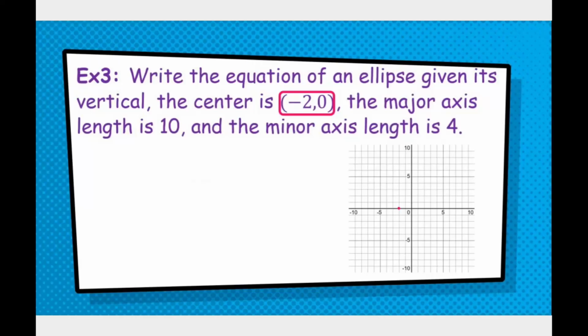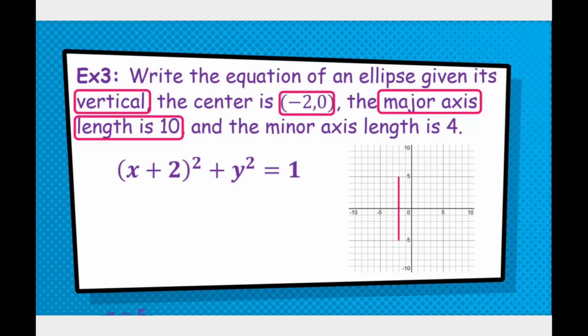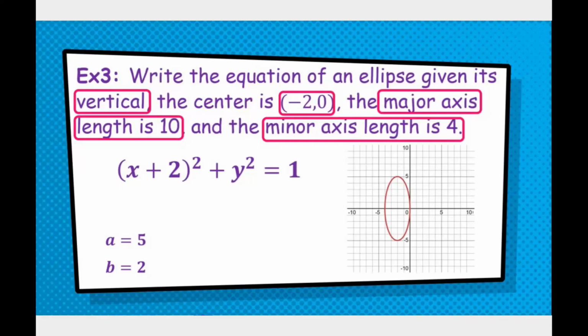I'm told that it's vertical, so the major axis has a length of 10, which means I need to go up from there 5 and down 5. That whole length needs to be 10, with the center in the middle, obviously. And then the minor axis, I'm going to go over 2 to the left and over 2 to the right. And there we can see what half of that is. So A is half the length of the major axis, B is half the length of the minor axis. So I went up 5, so that's A. I went to the right or left 2, so that's B. And from there, I can plug in whatever I need to.